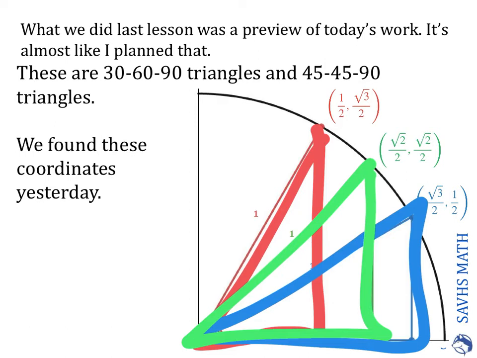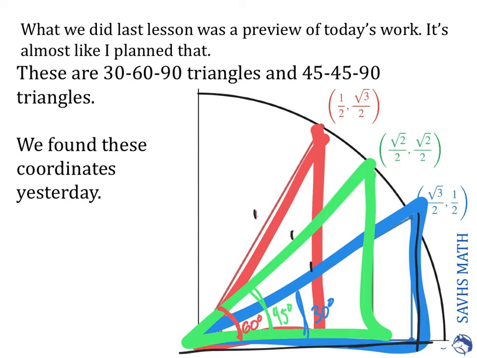So the red angle here, this one is 60 degrees. The green one is 45 degrees. And the blue one is 30 degrees. What's important here is that we worked with these triangles where the hypotenuse was each 1, and then we found these missing sides.